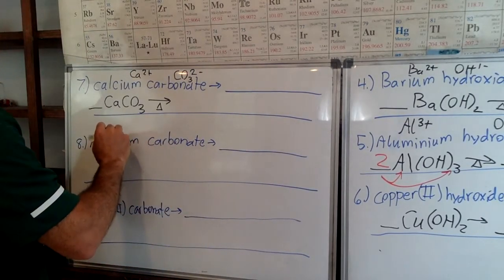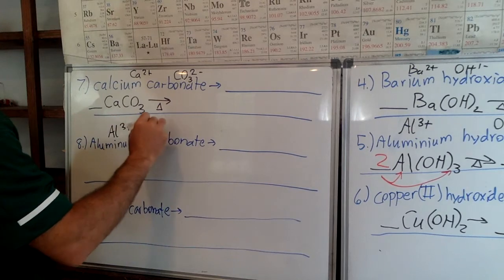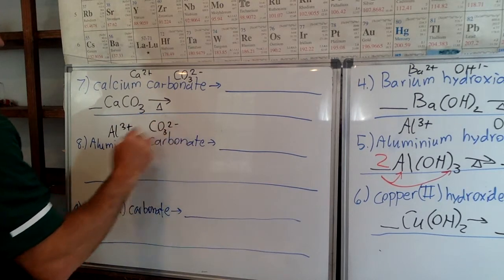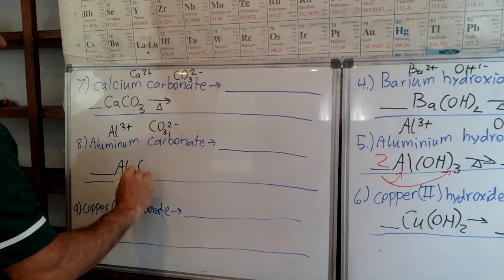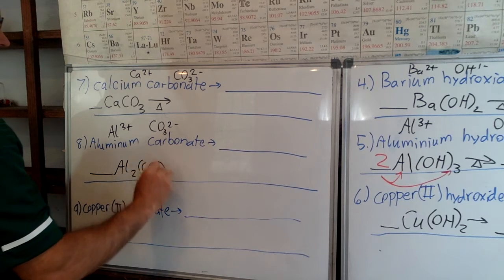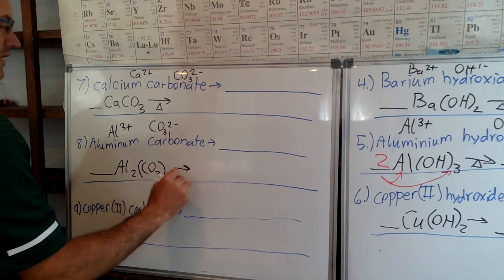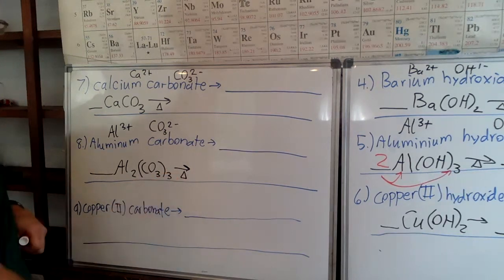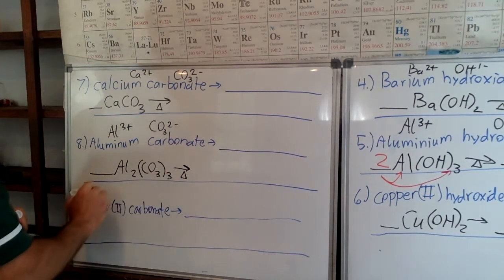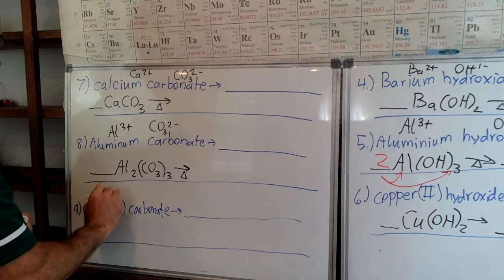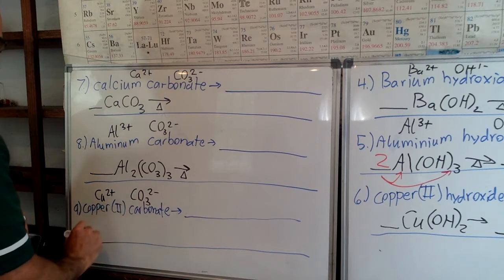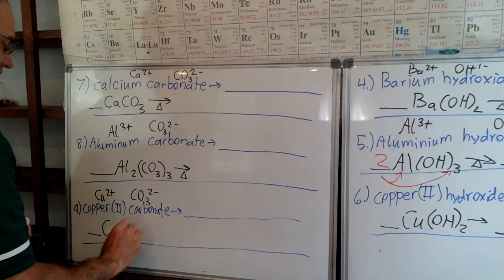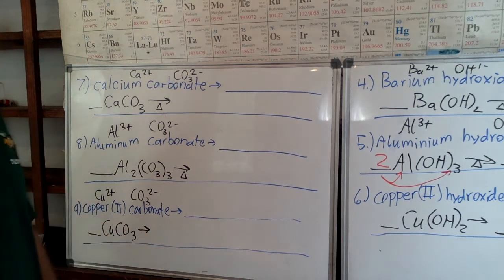So aluminum is an Al3+, carbonate again is a CO3 2 negative. So down here we have Al2, parentheses are needed, (CO3)3. And that's with thermal heat decomposition as well. Then we have copper 2. Copper 2 has a 2+ charge. Carbonate is also a 2 negative. So that's a Cu, CO3.